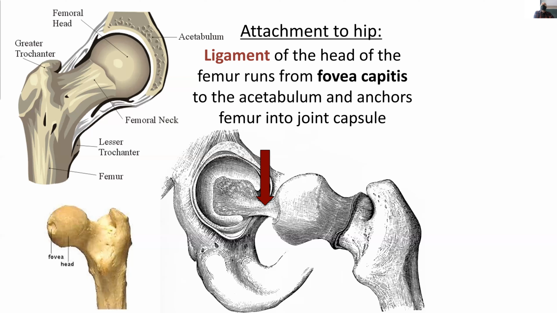Brooke, go ahead. So with the head of the femur being attached to the hip with the ligament, when you dislocate your hip, is that tearing the ligament, or is it flexible enough to allow it to be dislocated and pop back? Great question. The answer is kind of yes and. It can be both depending on how severe it is.